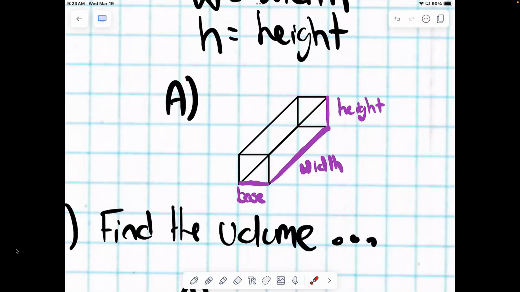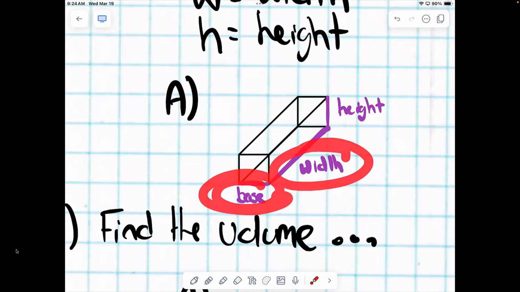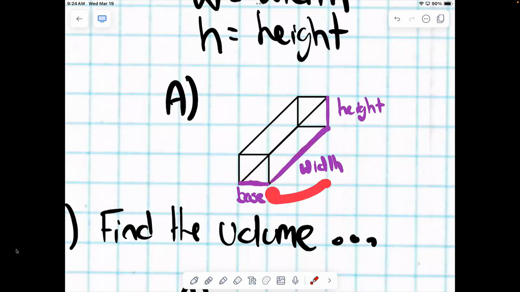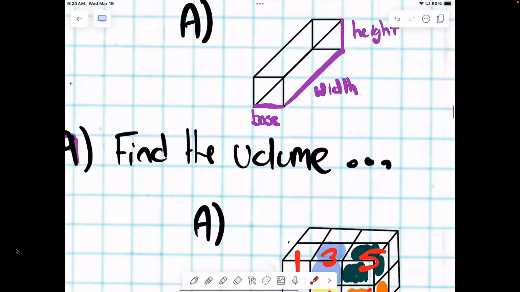Here is a Kleenex box or something of the such. We said this is the width and this is the base, right? Yes. If you disagree with that, could those two easily be switched around? Yes. Yeah, we're still just multiplying the numbers, so we're okay there.